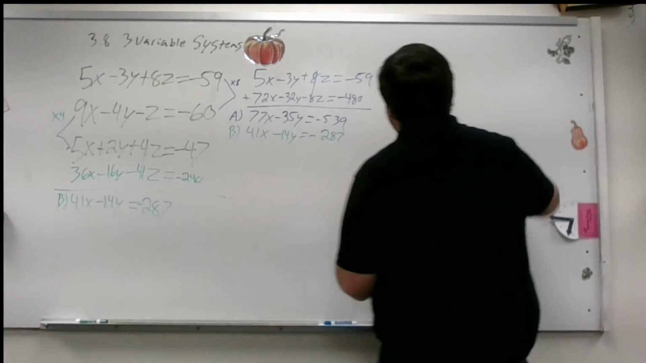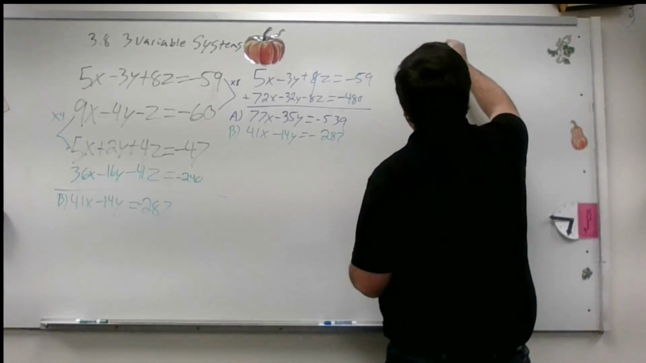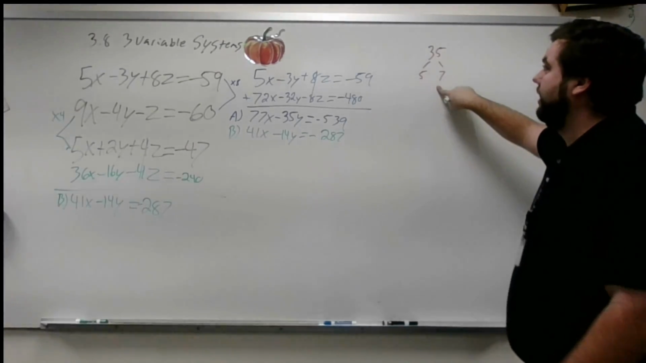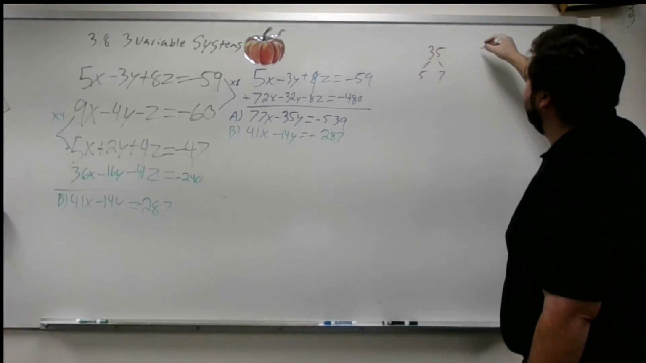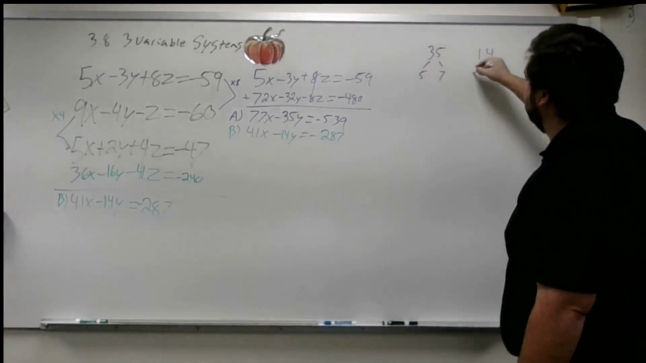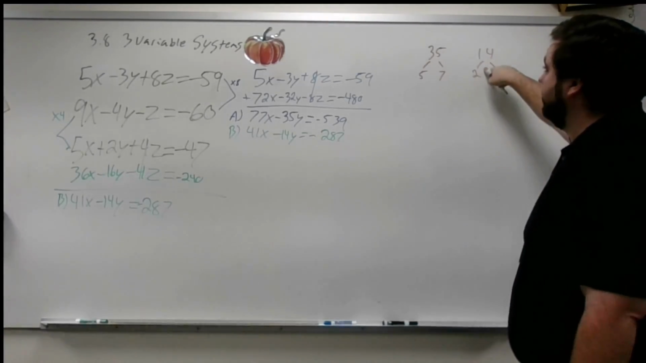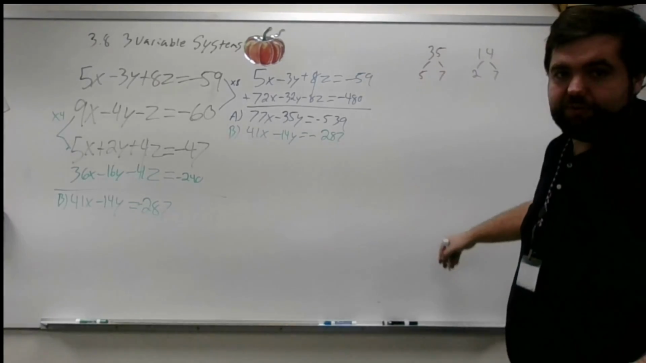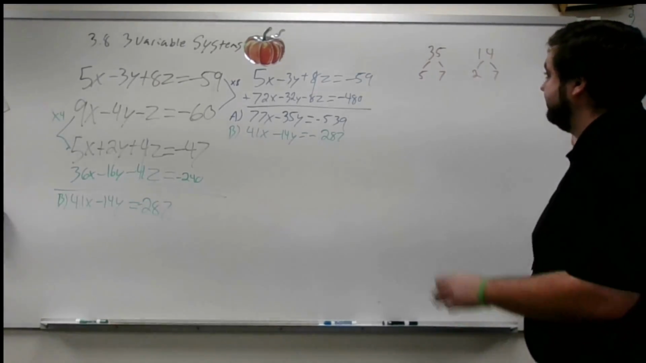You guys remember prime factorization? Got 35. What are its prime factors? 5 and 7, because 5 times 7 is 35. I have 14. That's 2 and 7, 2 times 7. Let's say one of those wouldn't have been prime, I just factor it again. Hopefully you guys remember the tree.